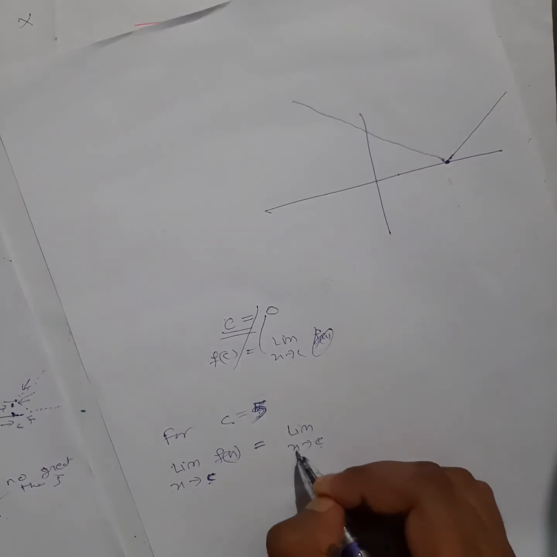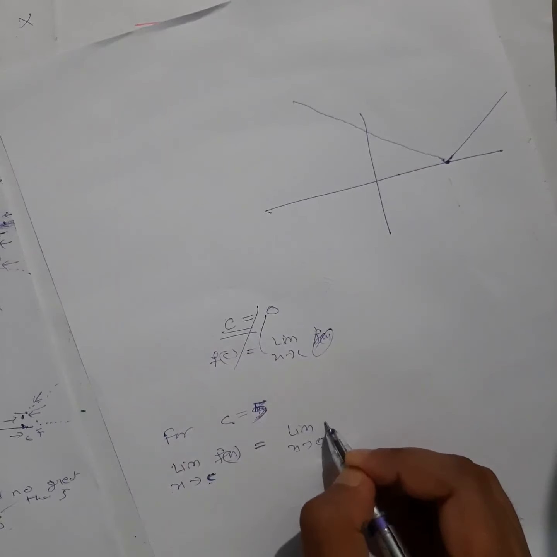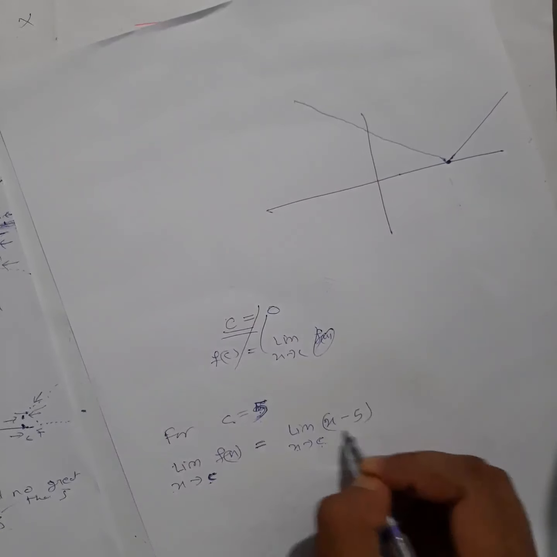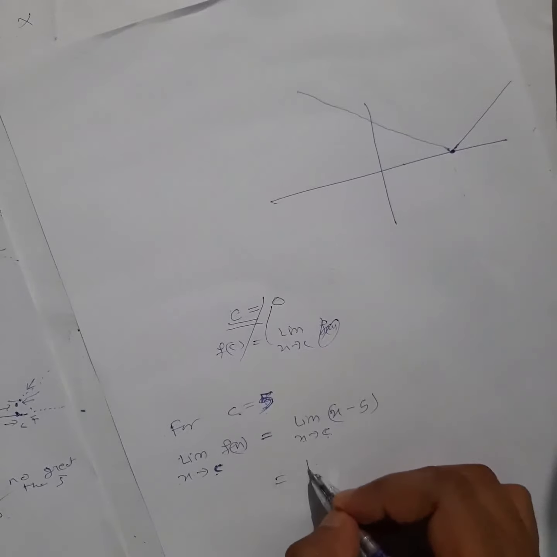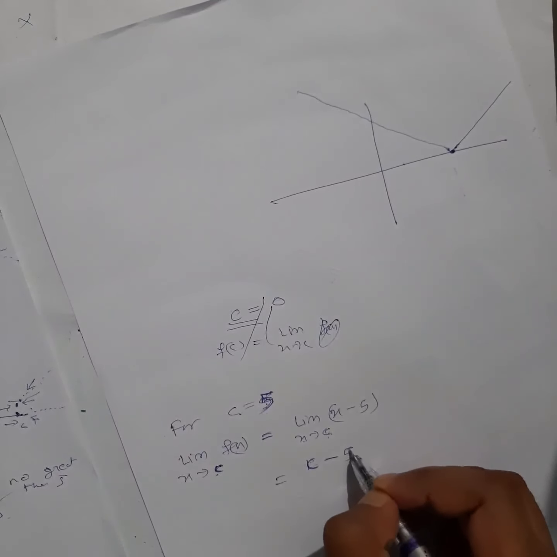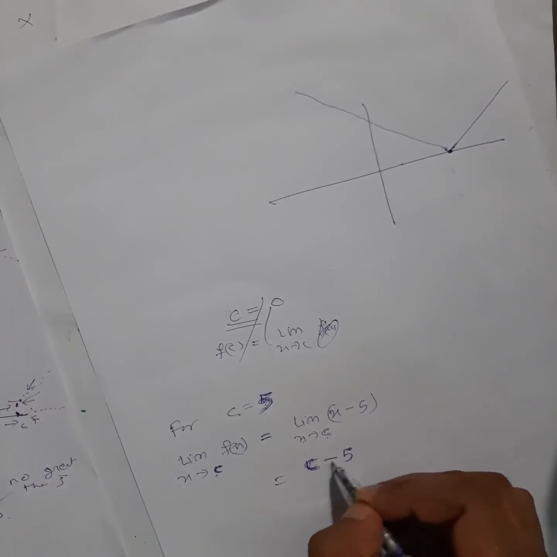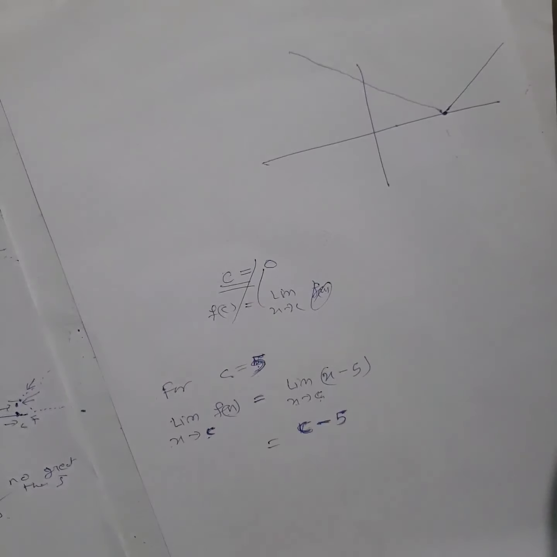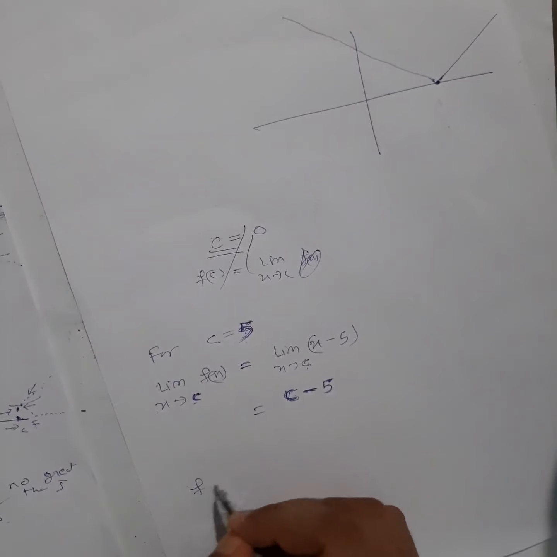C is what? 5, right? X tends to 5, then f(x) function will be x minus 5 only, which is equal to... can I put c directly here? Yes, c minus 5. So I got c minus 5. Okay, what you will get?